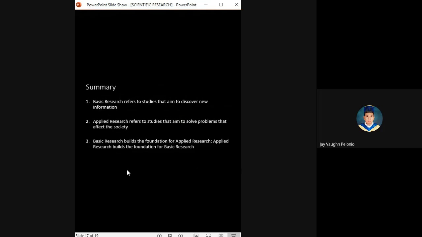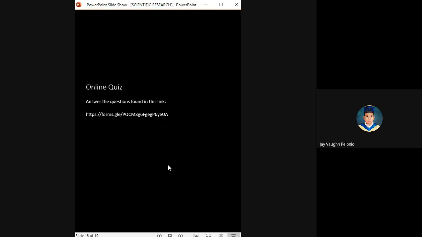So summary, basic research refers to studies that aim to discover new information. Applied research refers to studies that aim to solve problems that affect the society. Basic research builds the foundation for applied research. Applied research builds the foundation for basic research. Right, let's proceed to our assessment.